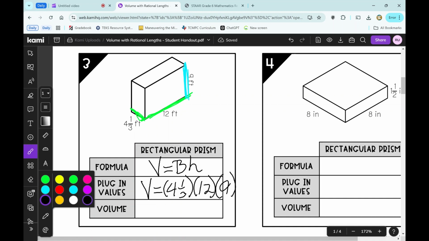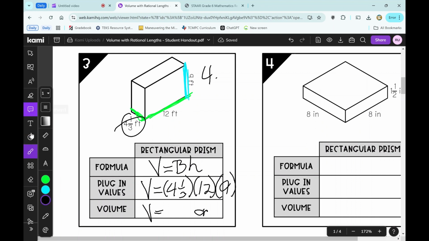You're going to convert this fraction into a decimal. Hopefully you know what it is. And then you can solve it. Remember, when you find the answer, volume is equal to whatever the answer is. Oh, in this case, it's feet. Feet cubed.